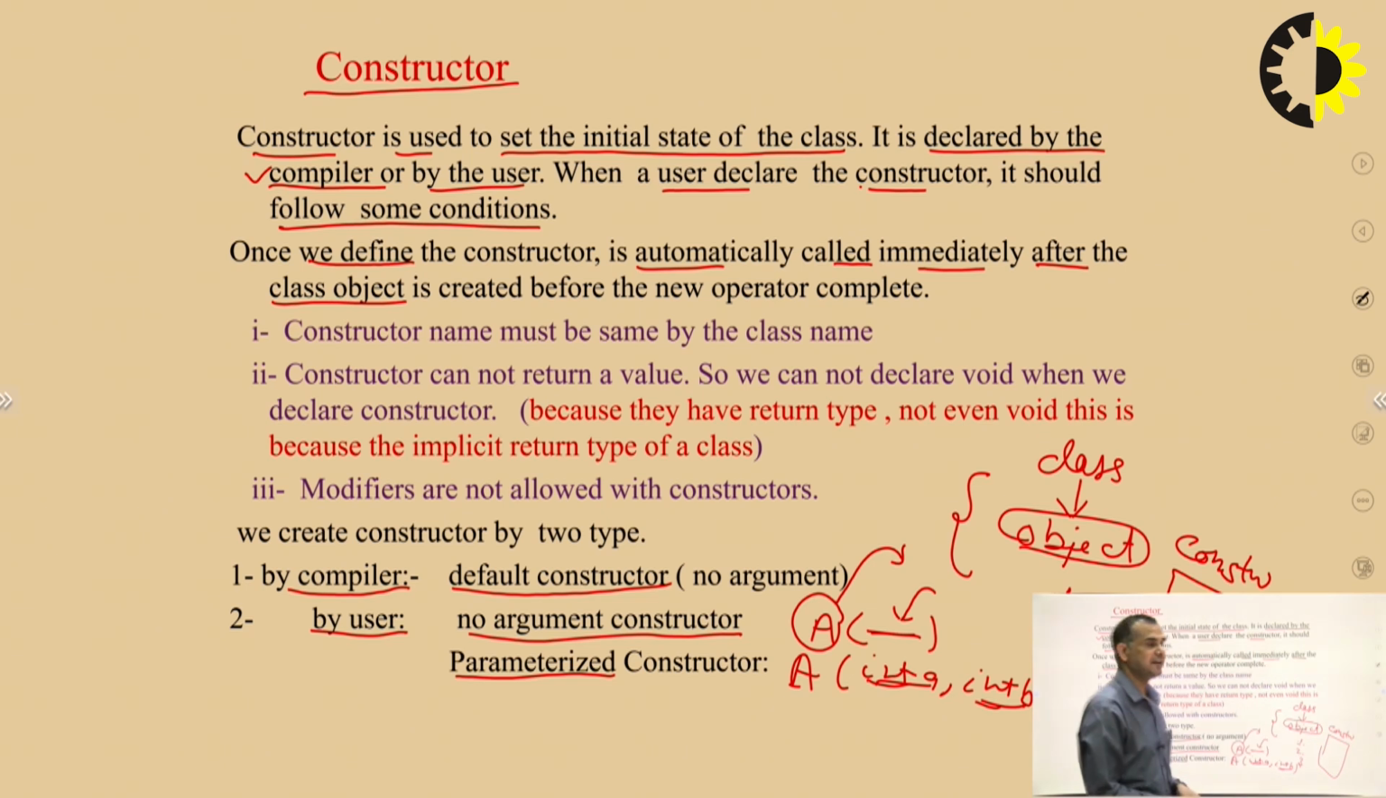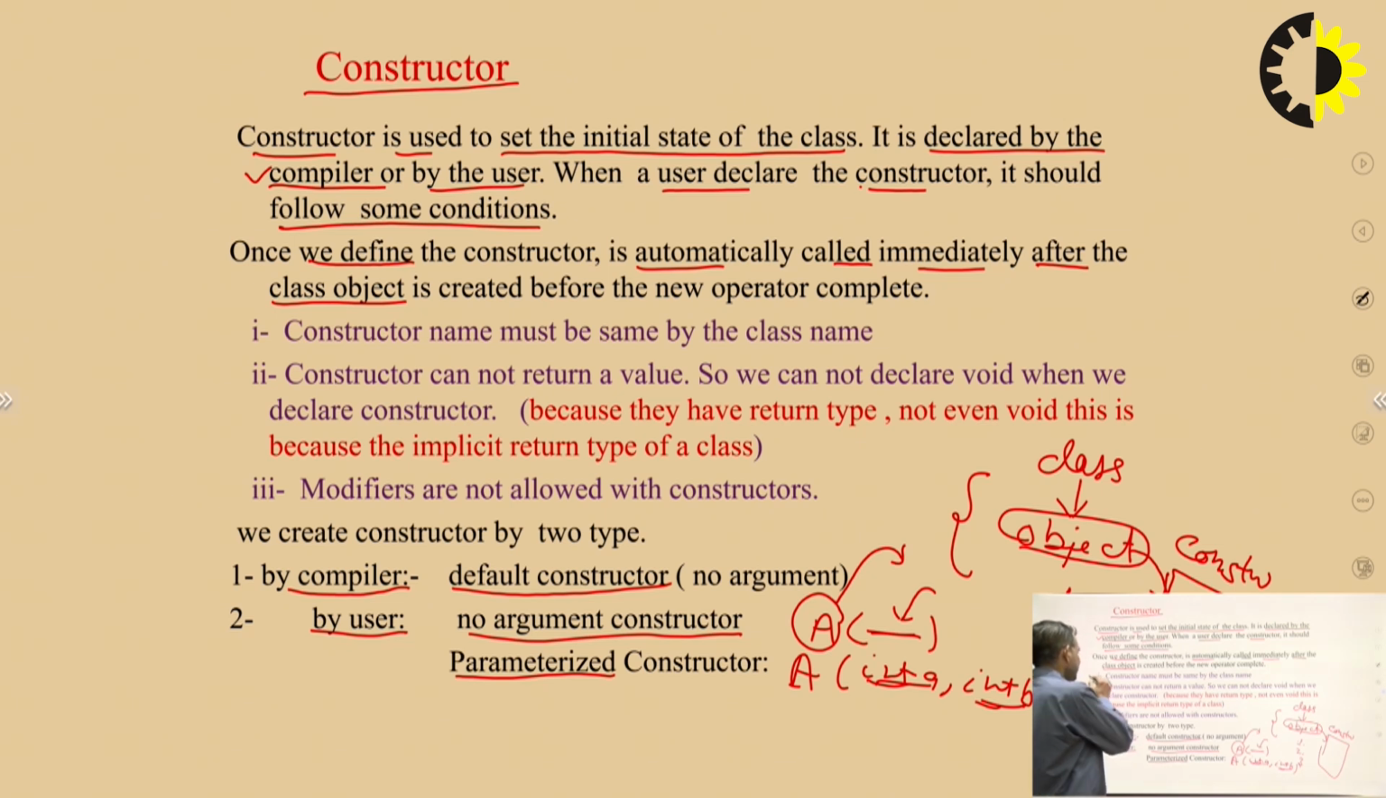क्यों? क्योंकि फर्स्ट लाइन में ही हमने बोला, कंस्ट्रक्टर क्या करता है, यूज्ड टू सेट द इनिशियल स्टेट ऑफ द क्लास. क्लास का ऑब्जेक्ट क्रिएट हुआ, अब सबसे पहले मुझे इस क्लास की इनिशियल स्टेट को सेट करना है, और वो इनिशियल स्टेट को सेट कौन करेगा, दैट इज कंस्ट्रक्टर, और इट इज डिक्लेयर्ड बाय द कंपाइलर और बाय द यूजर.